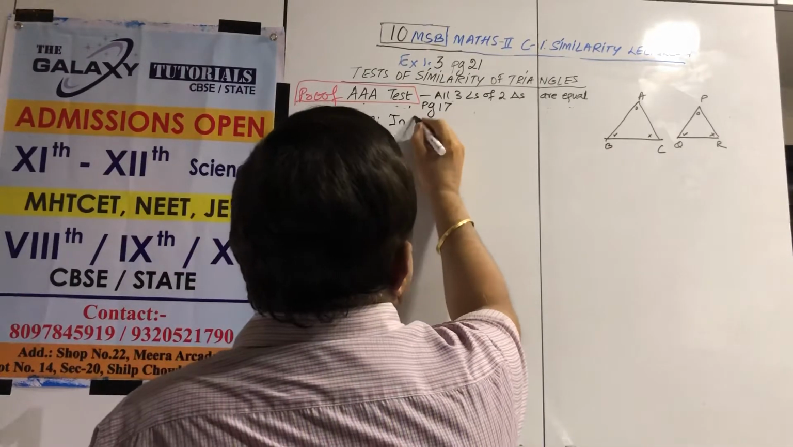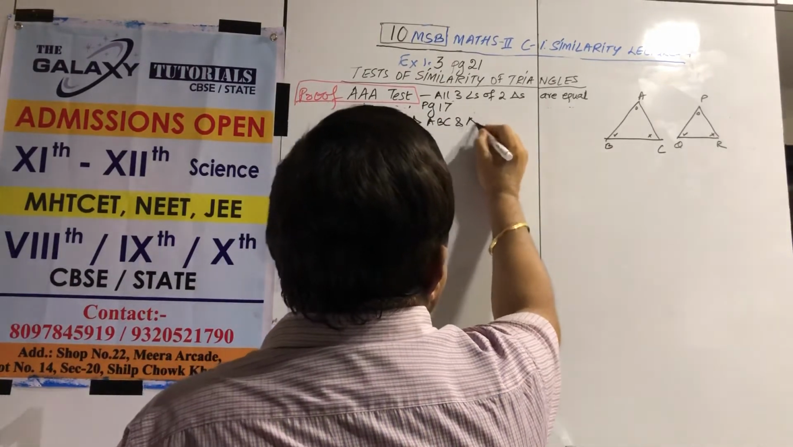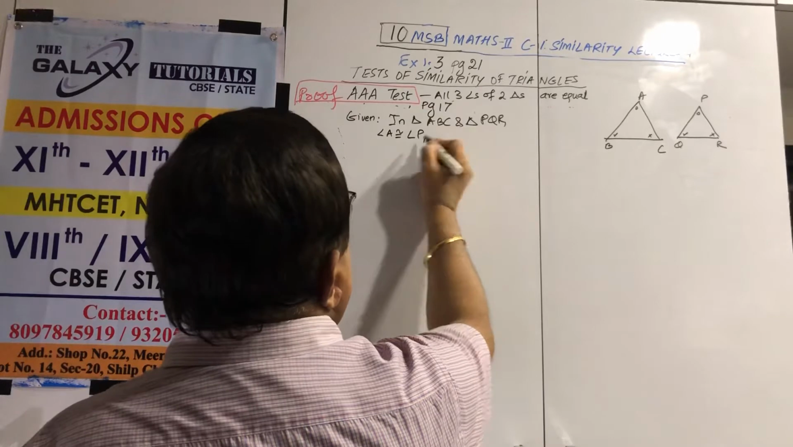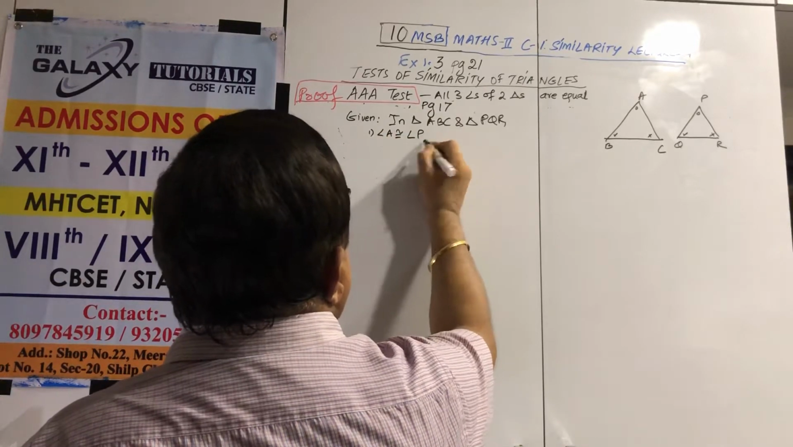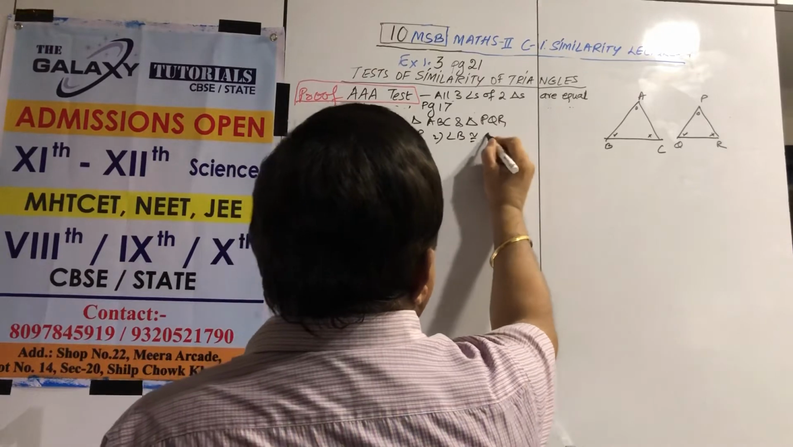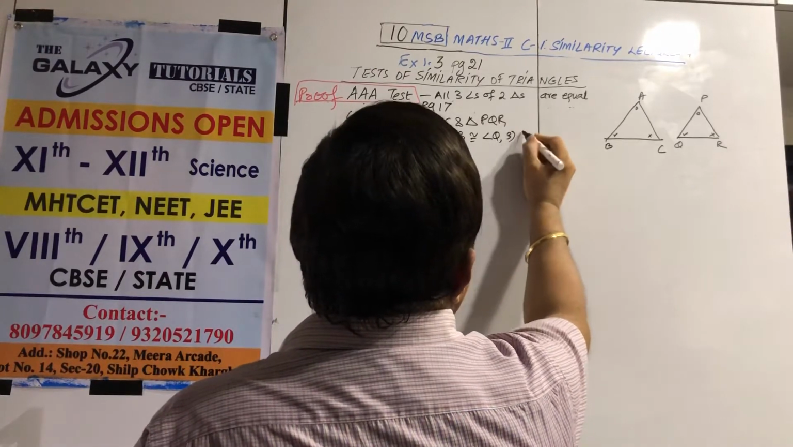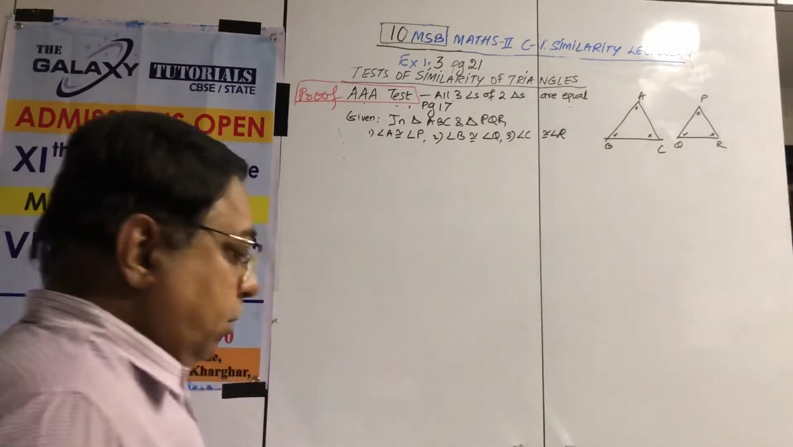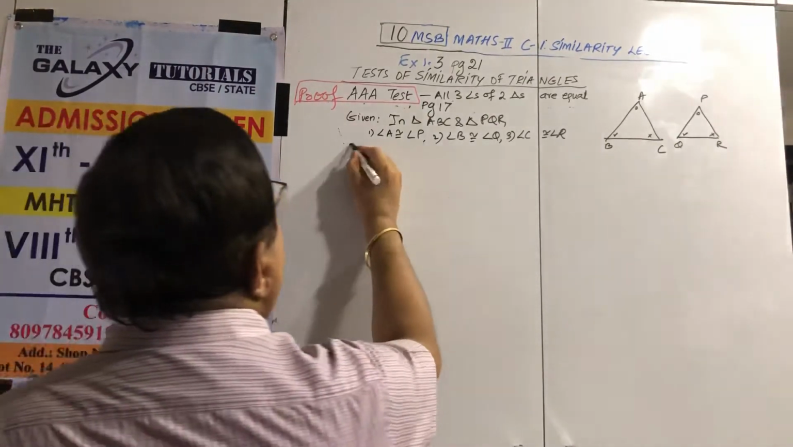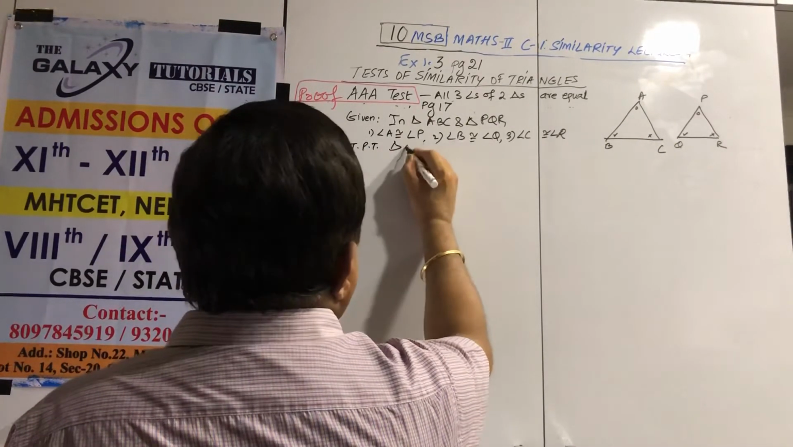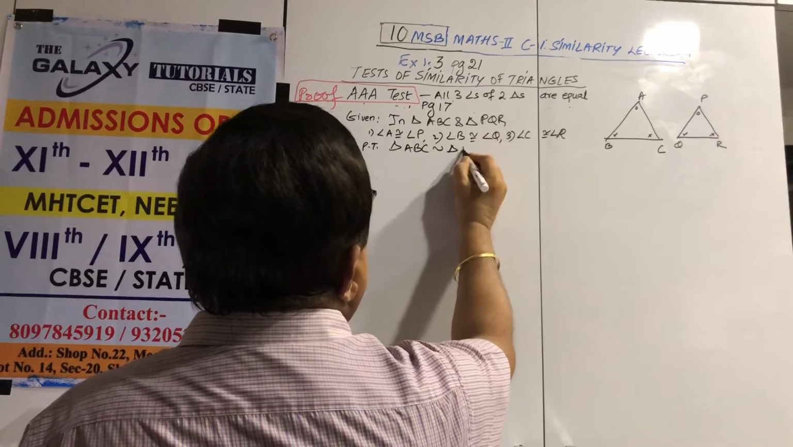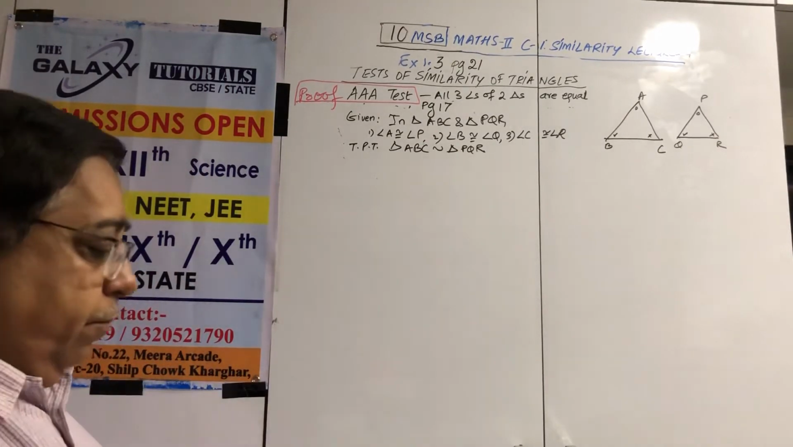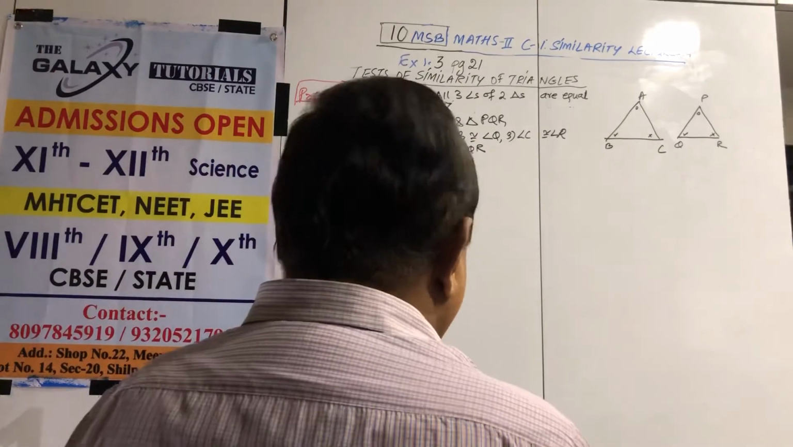In triangle ABC and triangle PQR, okay, angle A is congruent to angle P. You can put numbers if you like. Angle B is congruent to angle Q. Angle C is congruent to angle R. This is given. We have to prove triangle ABC is similar to triangle PQR. So one test of similarity we are proving. Okay. In this, we are doing construction.